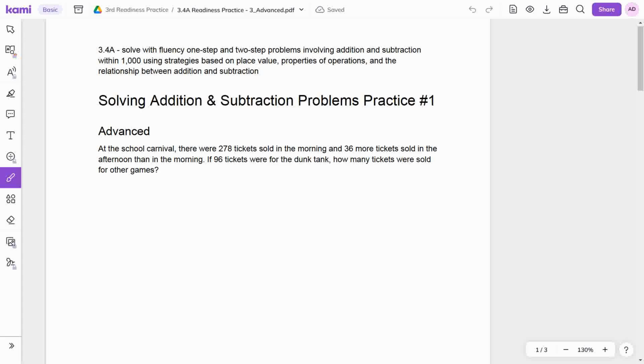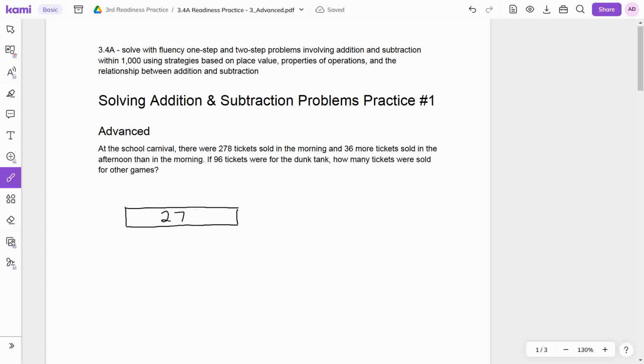So we have a school carnival, and we've got some tickets sold in the morning. We've got some tickets sold in the afternoon, and then 96 tickets were for the dunk tank. How many tickets were sold for other games? All right, so let's figure out our relationship between the first two numbers. We've got 278 tickets sold in the morning. So let's just write that down, 278.